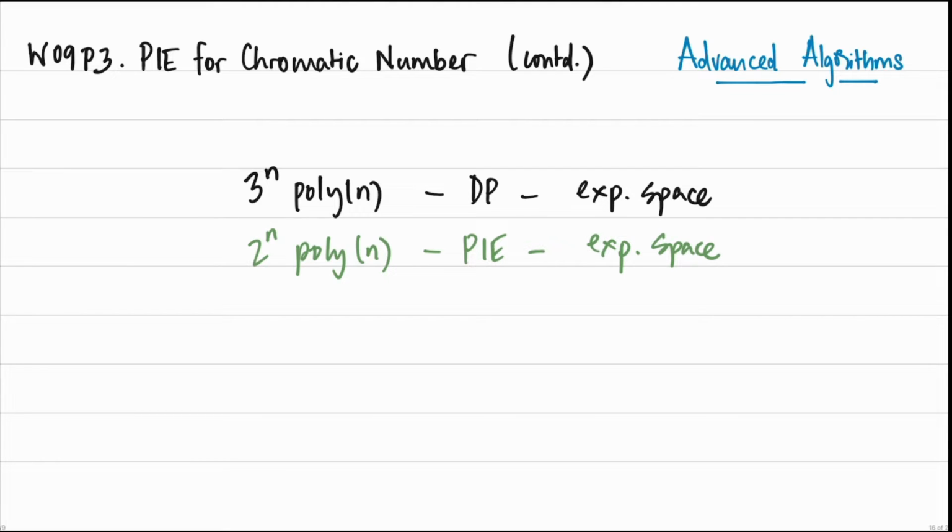exponential space. Then we will go back to the 3 to the n running time, but this time we will focus on saving space. So we are going to look at a polynomial space approach as well. Now it turns out that you can actually combine these trade-offs to get an algorithm whose running time is better than 3 to the n, and that continues to use polynomial space.